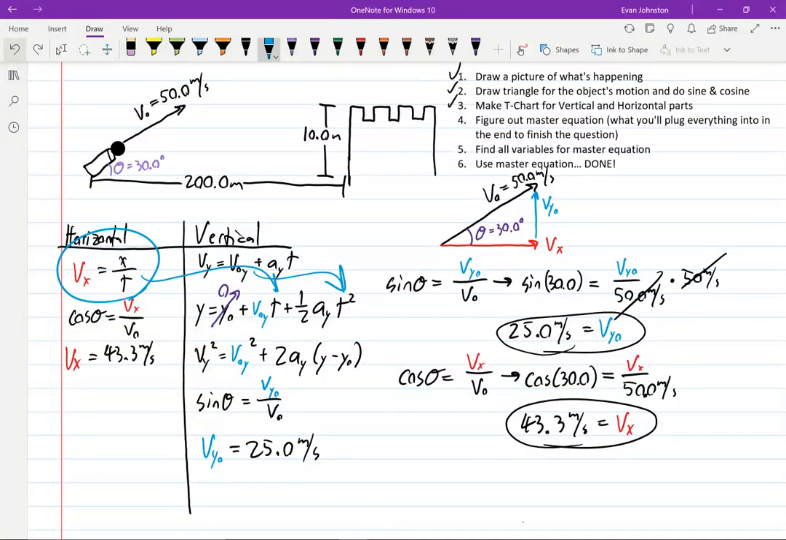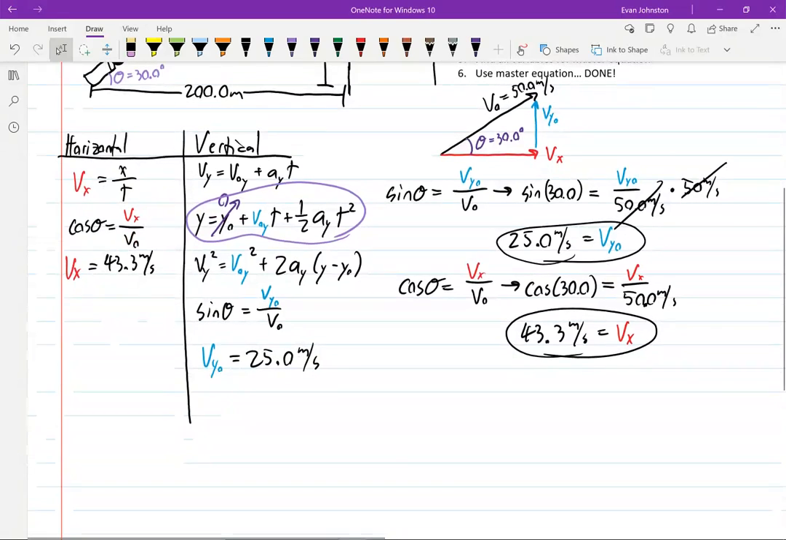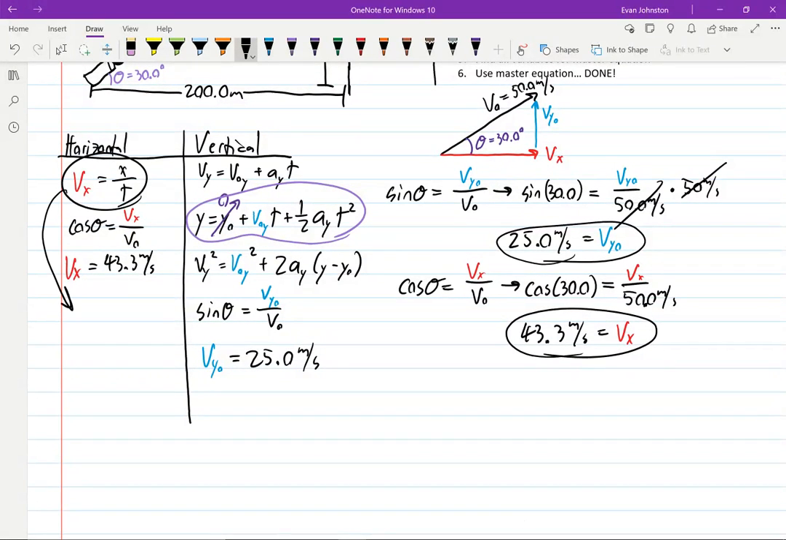So let's go ahead. We've done the hard thinking part. I'm going to do a little circle around this guy. This is our master equation. We figured it out. So we've done step 4. Step 4 is the hard thinking part. And now step 5 is find all those values. So let's solve this guy right down here.